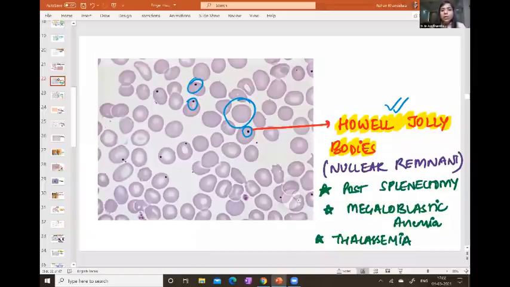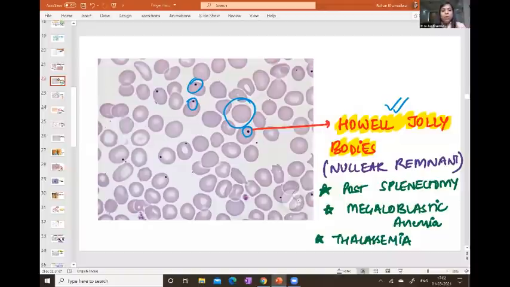Which is a nuclear remnant. If asplenia is not there in the options, the second best answer is going to be either thalassemia, if they're asking about any hemolytic anemias, or it can even be megaloblastic anemias, right? So these are Howell-Jolly bodies.